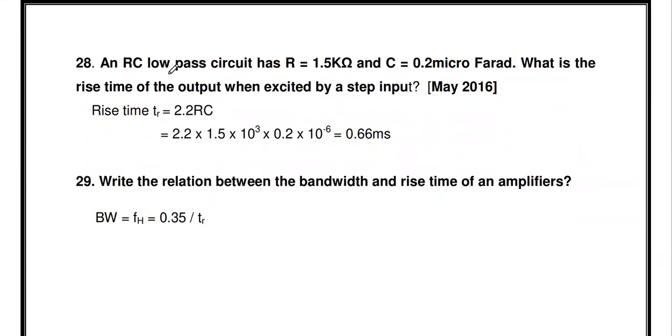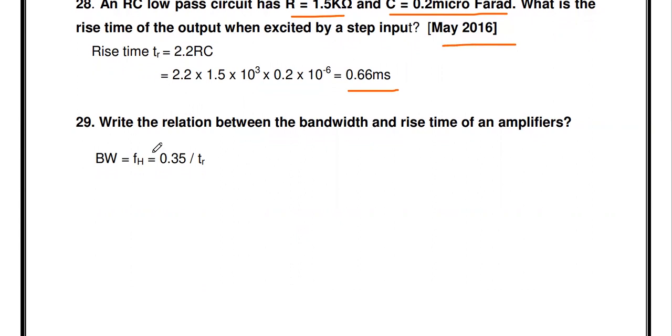Then the next question: for an RC low pass circuit, R is given, C is given. What is the rise time when the output is excited by a step input? The rise time is 2.2 RC. You just substitute the R value and C value, and we get the answer 0.66 millisecond. It is also a May 2016 question. And the next one, write the relation between bandwidth and the rise time of the amplifier. Just now we discussed, the bandwidth is equal to 0.35 divided by rise time, or rise time equal to 0.35 divided by bandwidth. So this is the relation between bandwidth and the rise time of the BJT.